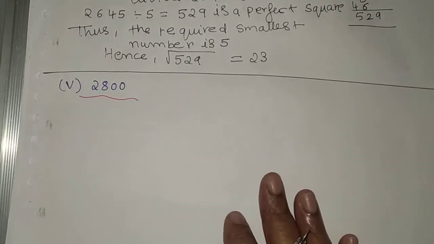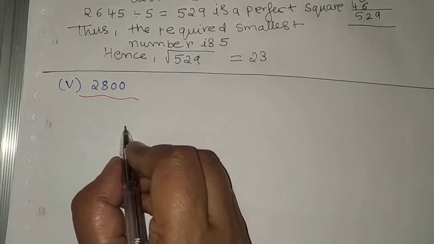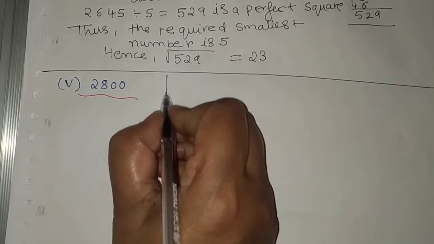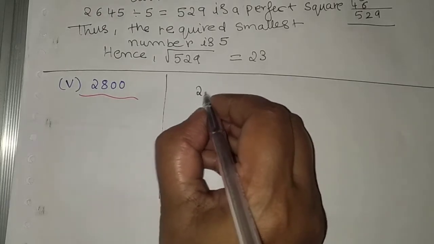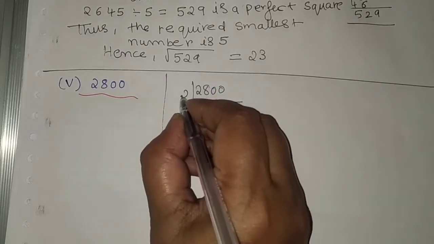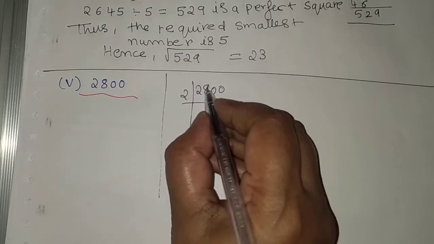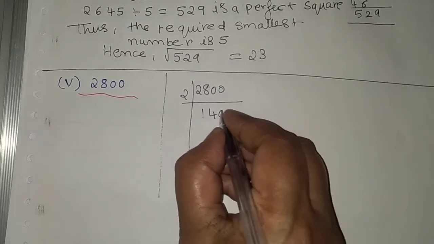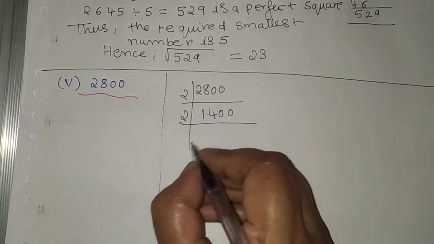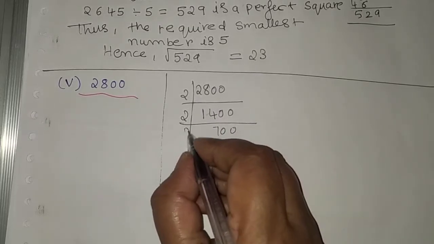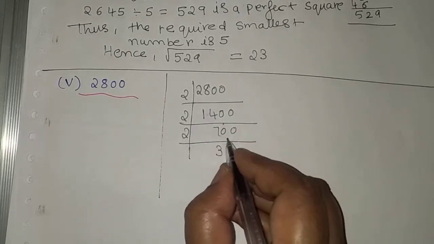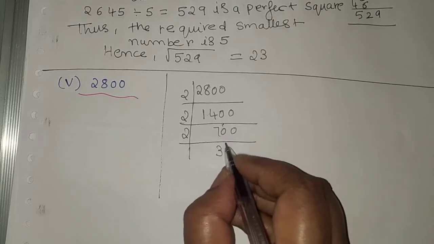So the next problem is 2800. First we'll factorize this number, 2800. We take 2 first: 2 1s are 2, 2 4s are 8. This is very easy. Now 2 we take again, 2 7s are 14. 2 again we take, 2 3s are 6, 3 3s are 9.